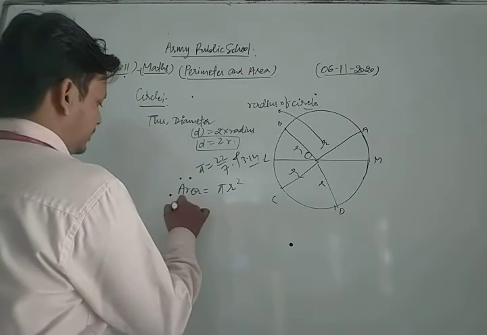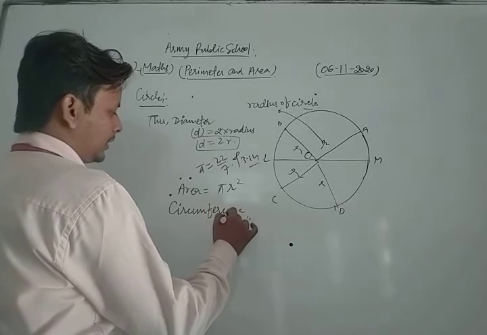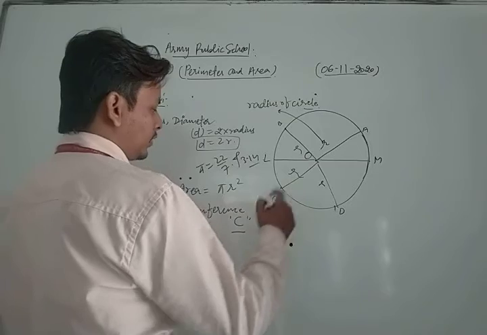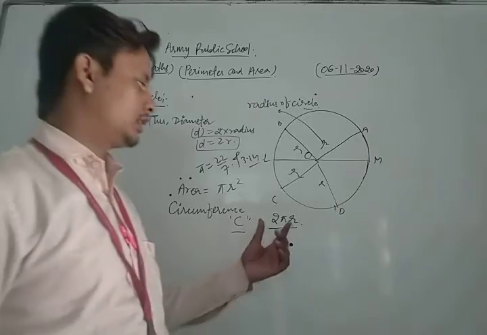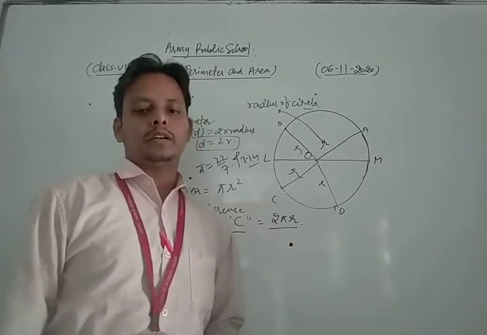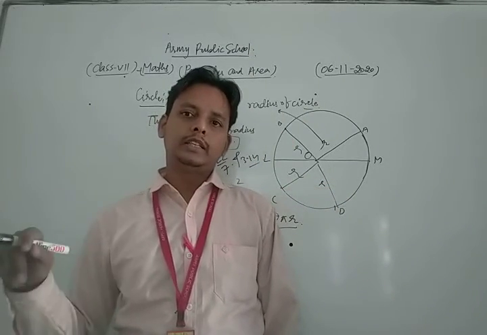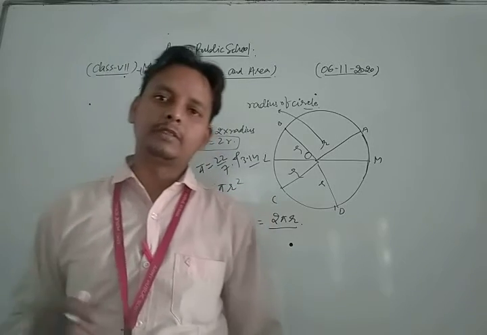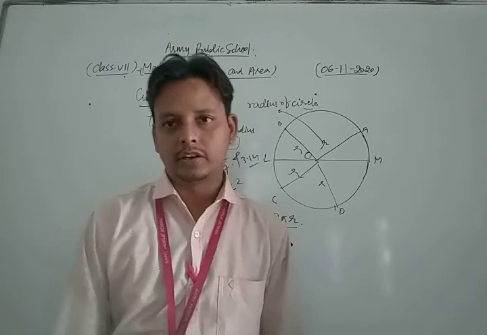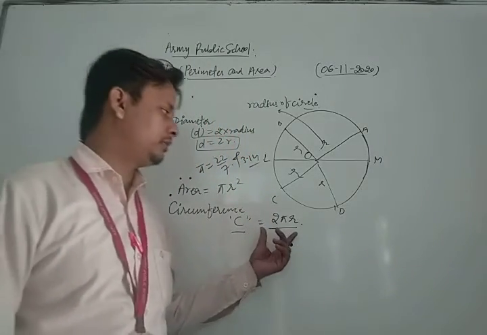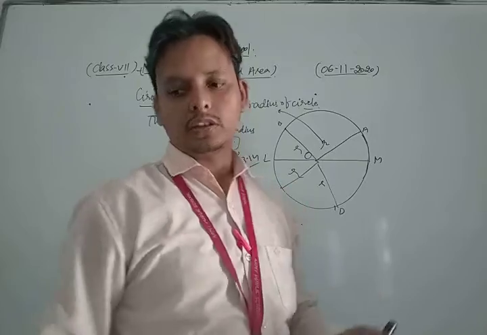Now we discuss the circumference. Circumference is denoted by capital C, and the formula for the circumference of the circle is 2 pi r. Dear friends, what is the concept of circumference? The length of the outer boundary of any circular region is known as its circumference, and its formula is 2 pi r. Now we take and solve some important questions of your NCERT exercise based on circle. Let's see.